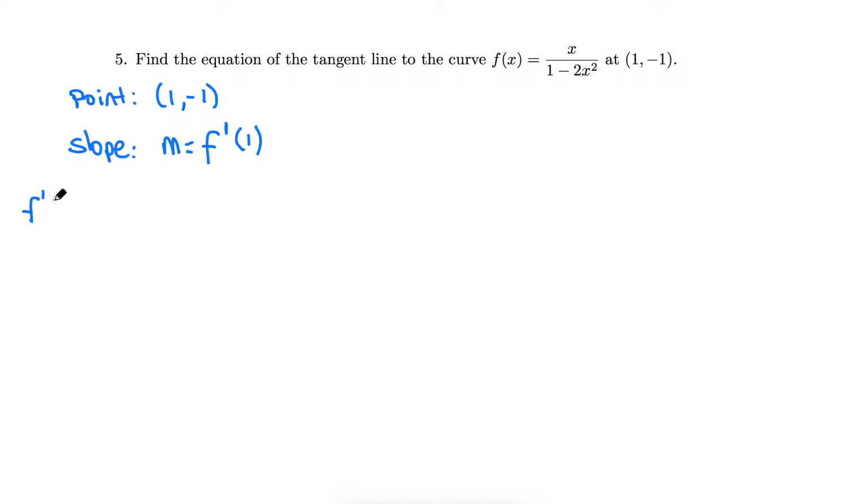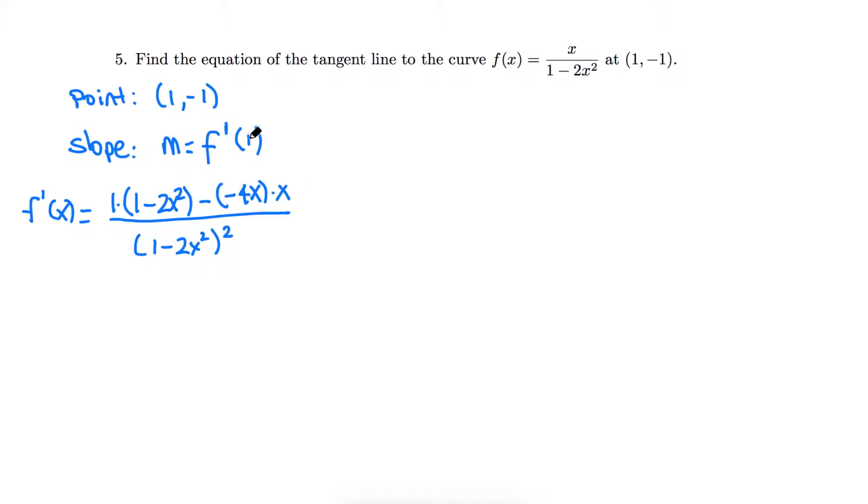So we are looking for f prime of x. Going to use the quotient rule. So (1 minus 2x squared), denominator squared. Now we do the derivative of the numerator, which is 1, times the denominator, 1 minus 2x squared, minus derivative of the denominator. We have derivative of 1 equals 0, and derivative of negative 2x squared is negative 4x. And this will be multiplied by the numerator.